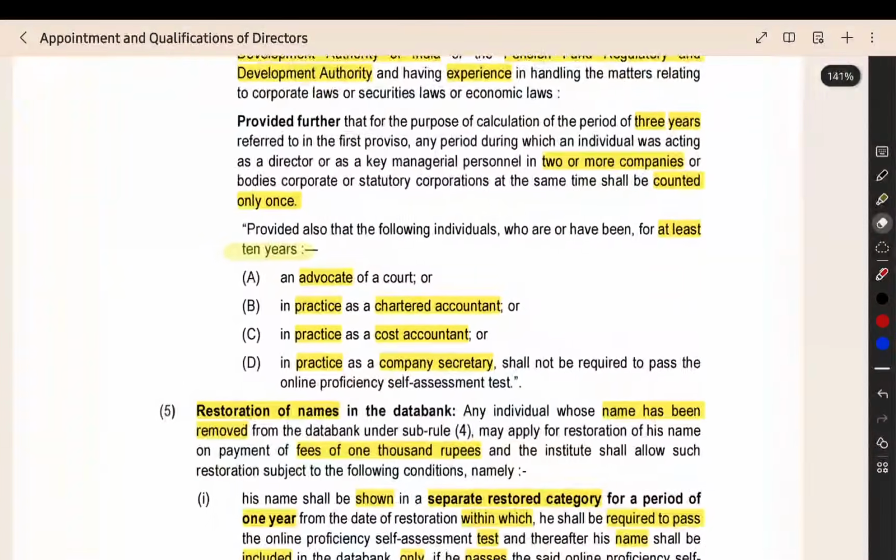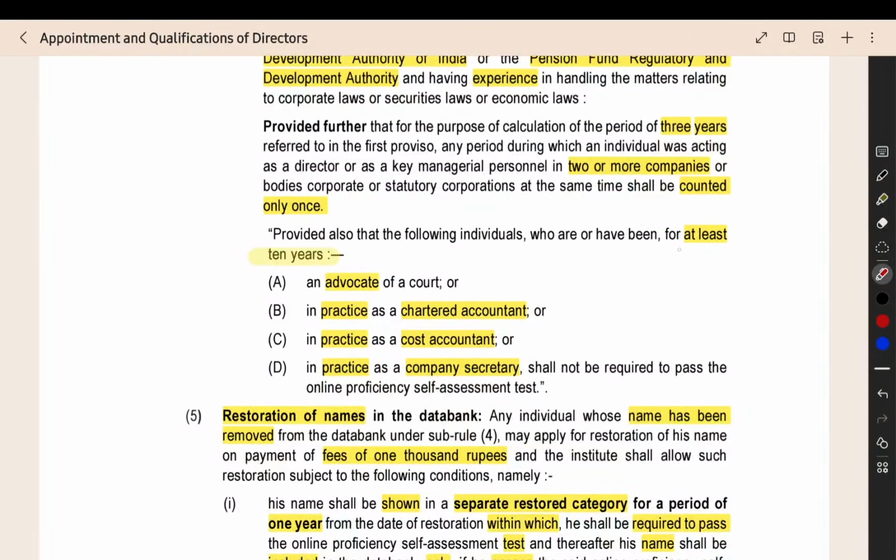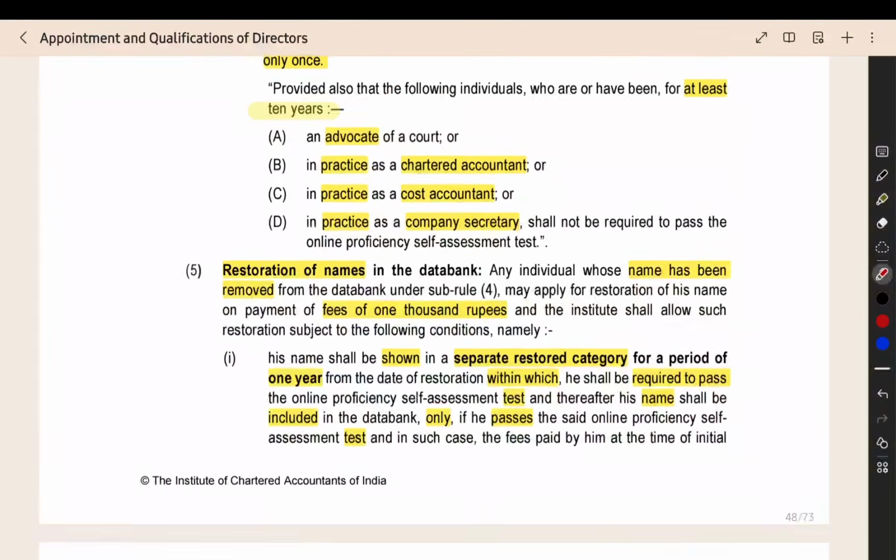Then, as I told you, those in practice as a chartered accountant, cost accountant, or company secretary with 10 years of experience, and here you have to include the advocate of a court also, these people having 10 years of experience also need not write the test.